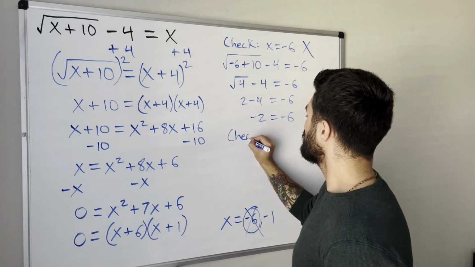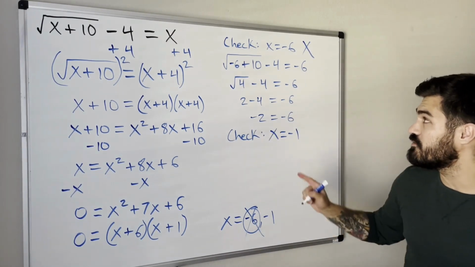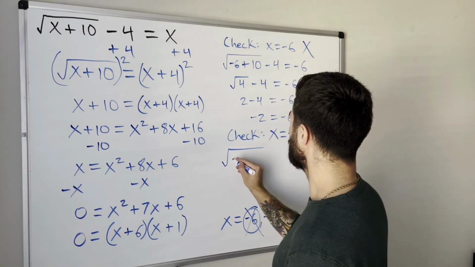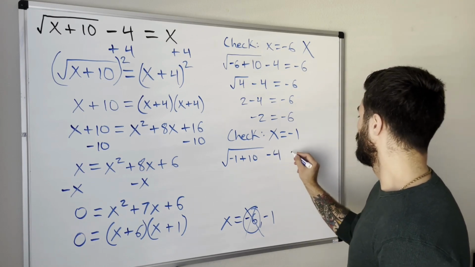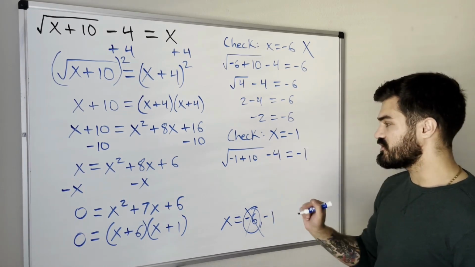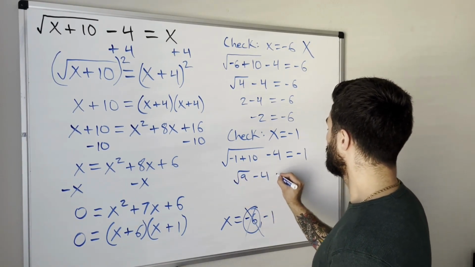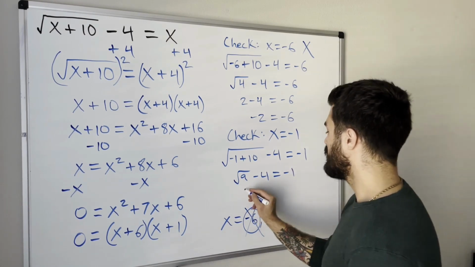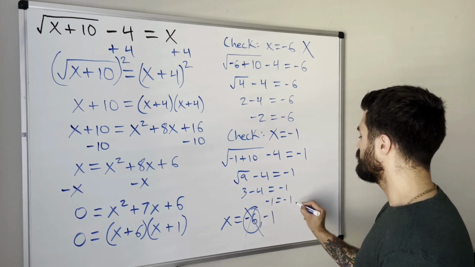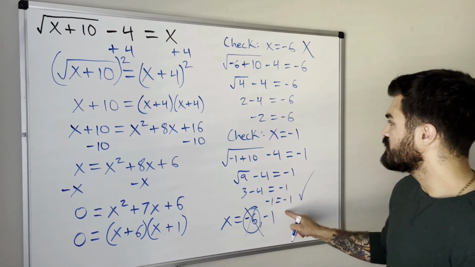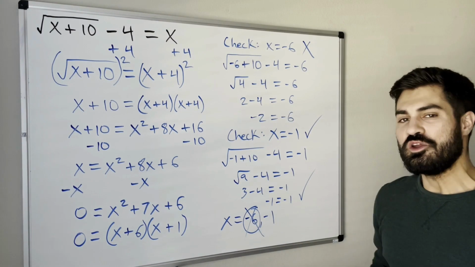So now let's check our other potential solution, which is x is -1. Does this work? Well, the square root of -1 plus 10, minus 4, equals -1. So let's see if this gives us a true statement. -1 plus 10 is 9. Square root of 9 minus 4. Okay, square root of 9 is 3. 3 minus 4, does that equal -1? It does. -1 equals -1. This gives us a true statement. So a solution that does work is -1, and that is the only solution to the original equation.